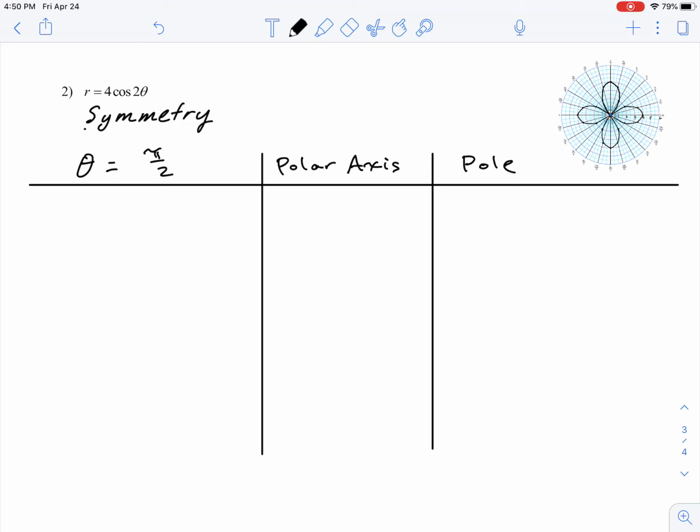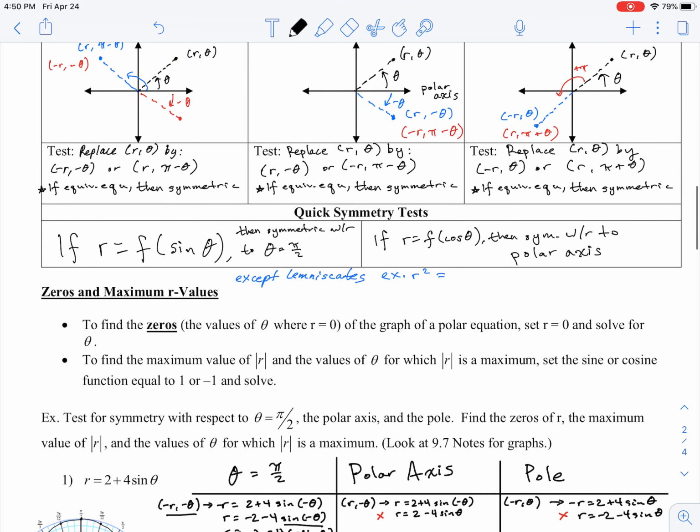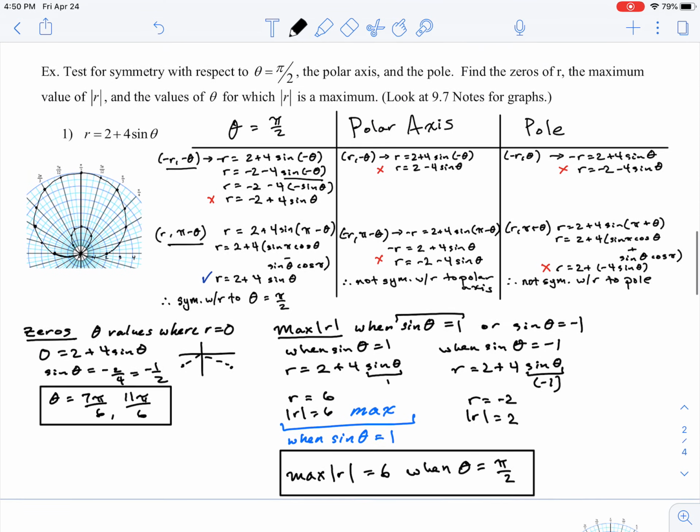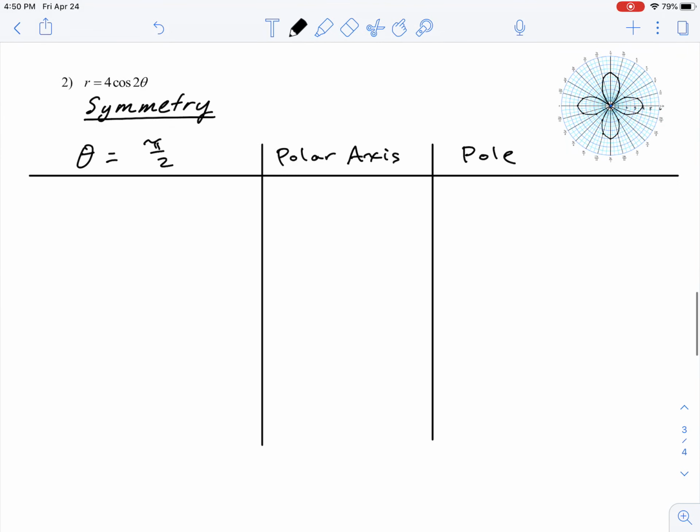Now, before I do, one thing that I didn't mention in my previous video, and I did that intentionally because I wanted to make sure we really focus on learning algebraically how to check for the symmetry. But if you look back to the beginning part of our notes, we did mention a couple of very quick symmetry tests, which we didn't utilize in the previous problem, but we're going to use to our advantage here. If r is a function of sine θ, then we know right away it's symmetric with respect to π/2. And if r is a function of cosine θ, then we know immediately that it's symmetric with respect to the polar axis. It doesn't mean that it's exclusively symmetric to just this one thing, but we do know for sure that it will be symmetric to that. So I didn't use this in my previous problem, but I am going to utilize that here.